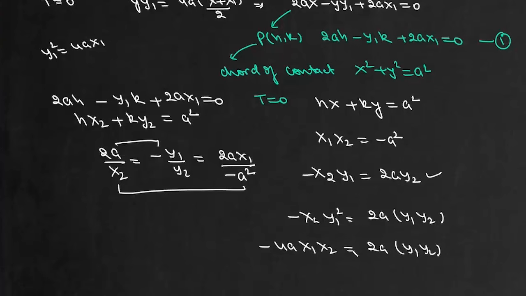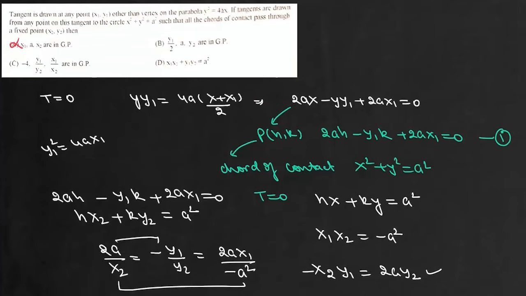So here it will be y1 y2 equal to 2a square. Now we can rearrange this as y1 upon 2 into y2 is equal to a square. That is, y1 by 2, y2 and a are in GP.